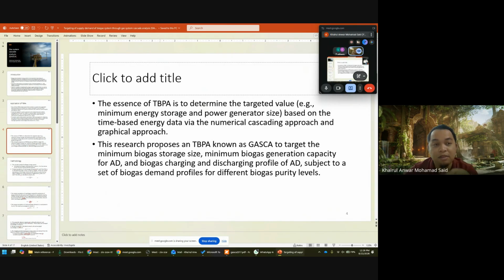For this specific paper, the research proposed a TBPA known as GASCA in this case, to target the minimum biogas storage size and minimum biogas generation capacity for AD. AD refers to anaerobic digester. It also targets the biogas charging and discharging profile of AD, subject to a set of biogas demand profiles for different biogas purity levels.